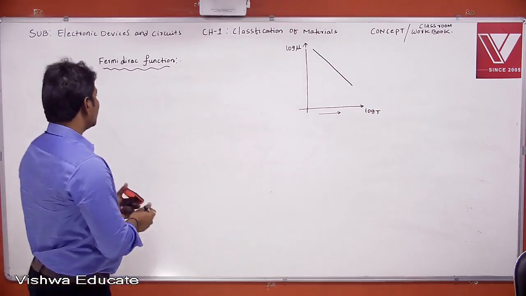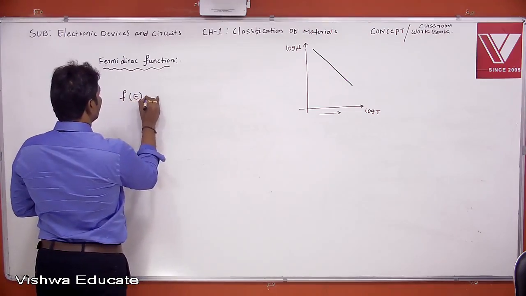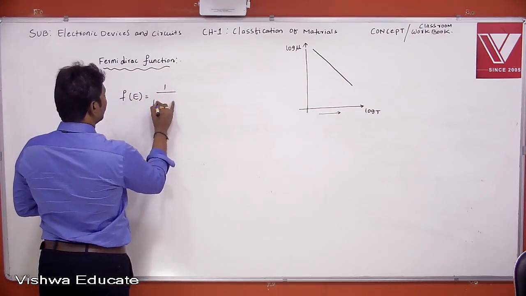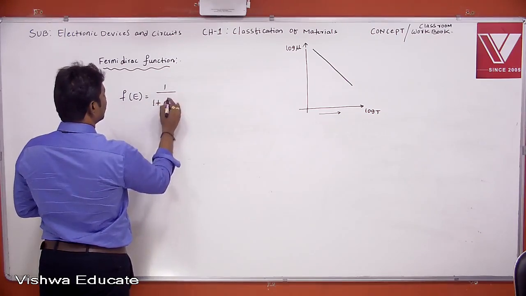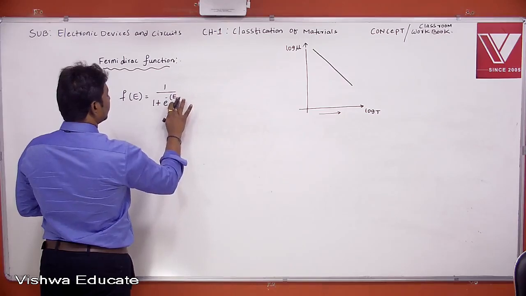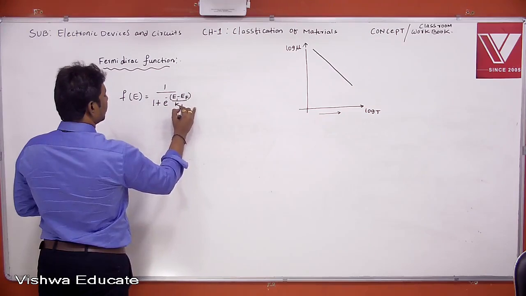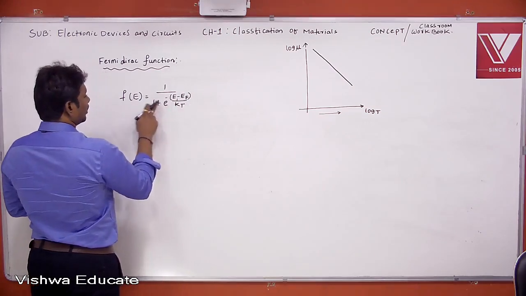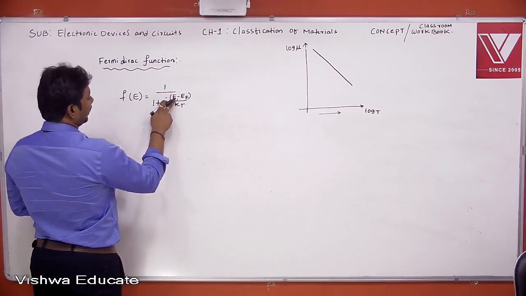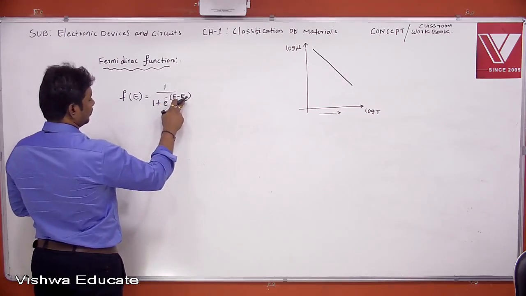Right? So here the Fermi-Dirac function can be expressed as f of E equal to 1 by 1 plus e power (E minus EF) by kT, where E is nothing but the given energy level and EF is the Fermi energy level.